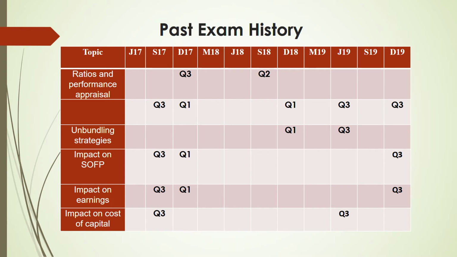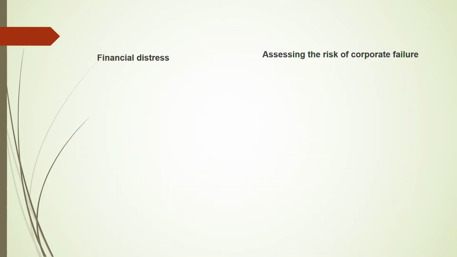Impact means you have to show before the reorganization what is the earnings or cost of capital versus what is after applying that reconstruction scheme, what is the impact on the earnings, cost of capital or your statement of financial position. Now let us go to some reasons for financial distress.